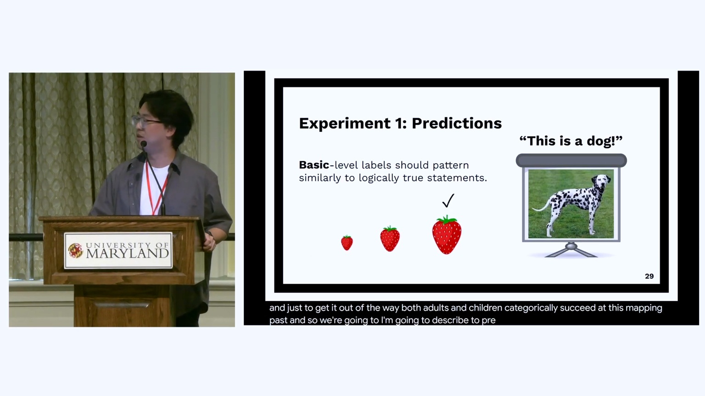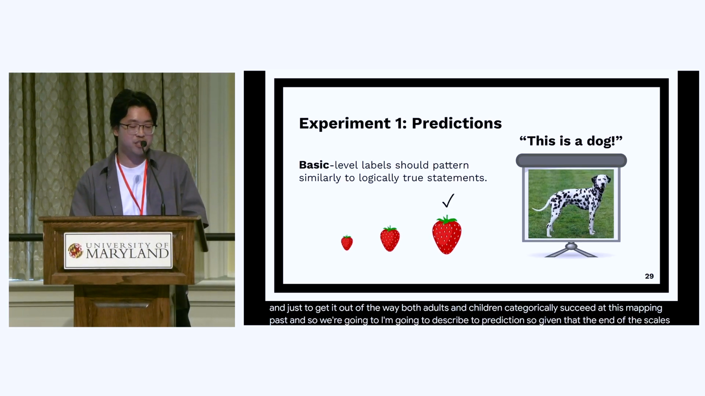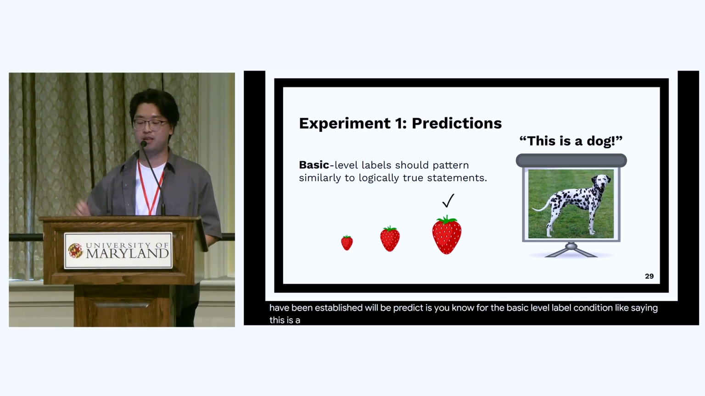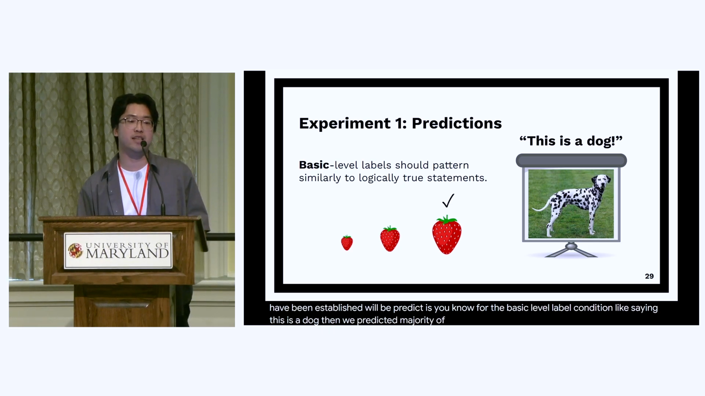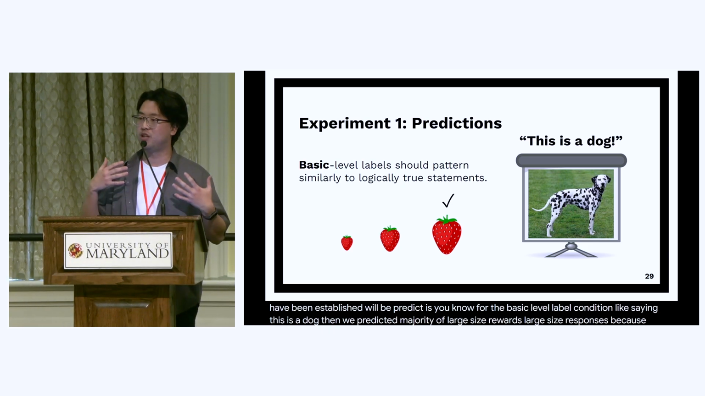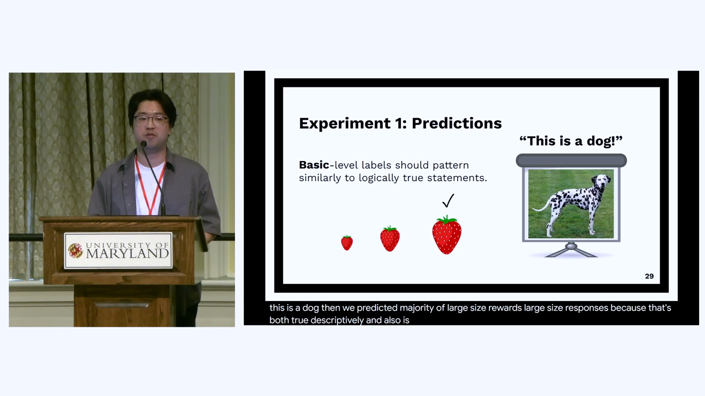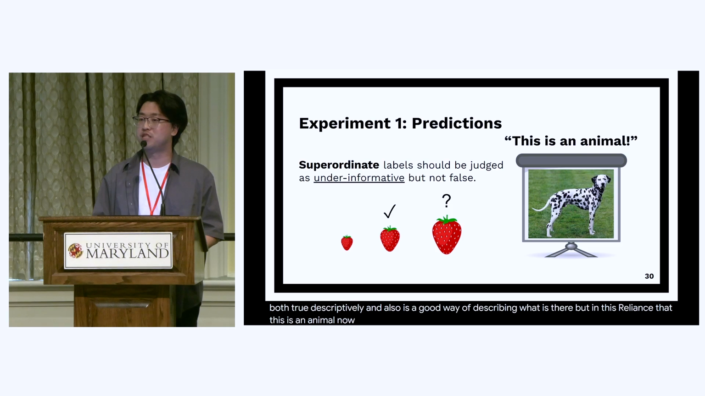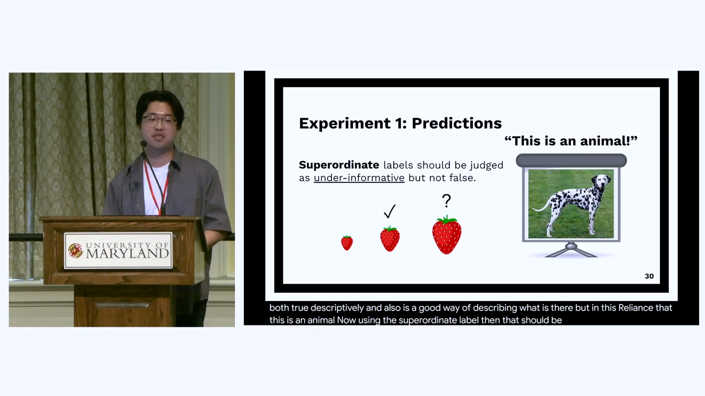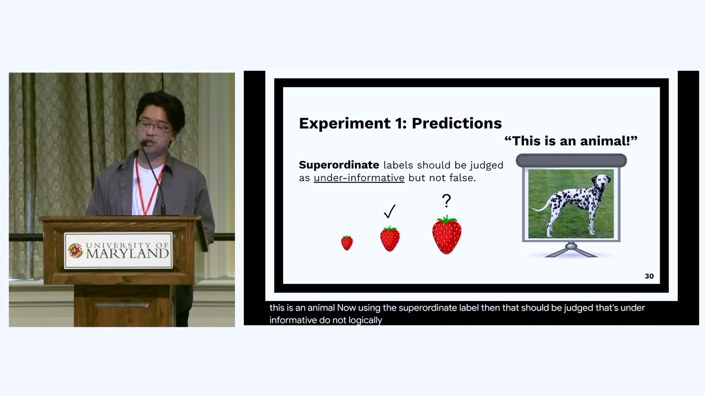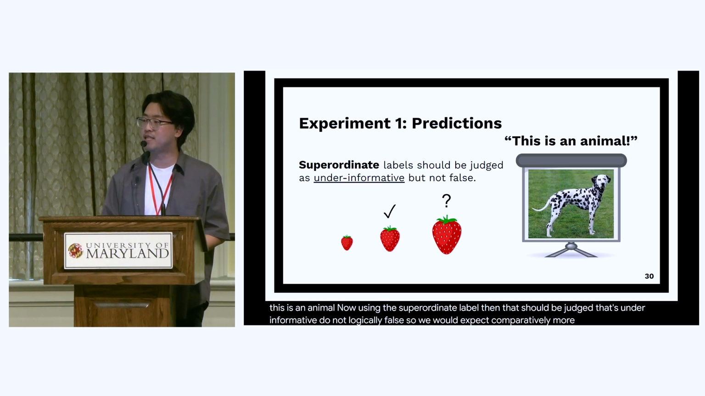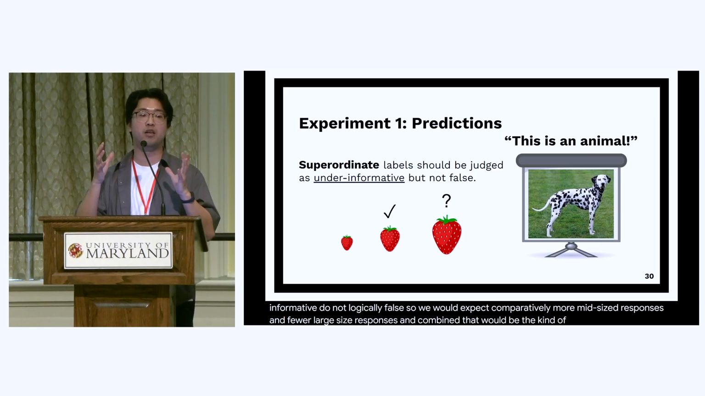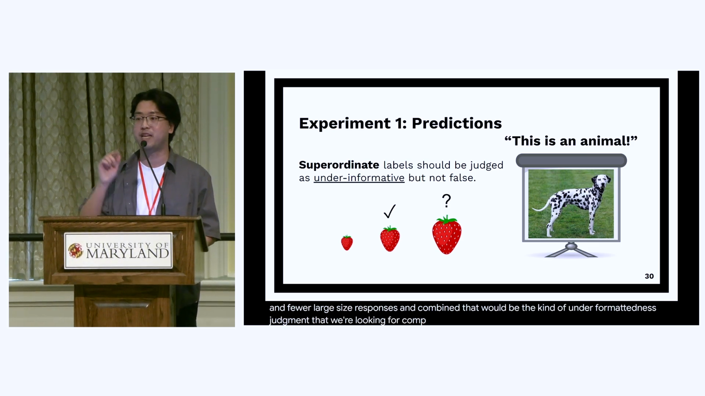And so I'm gonna describe the prediction. So given that the ends of the scales have been established, what we predict is, for the basic level label condition, like saying this is a dog, then we predicted majority large size responses, because that's both true descriptively and also is a good way of describing what is there. But if Mr. Lion said this is an animal, now using the superordinate label, then that should be judged as underinformative, though not logically false. So we would expect comparatively more mid-sized responses and fewer large-sized responses.